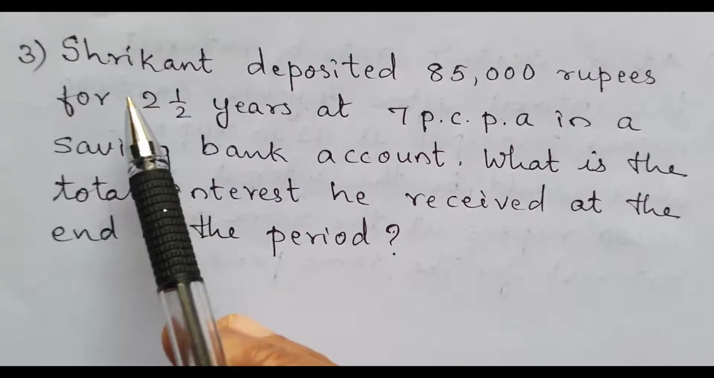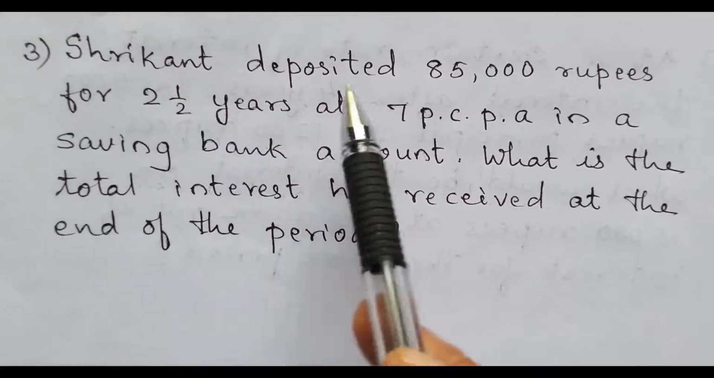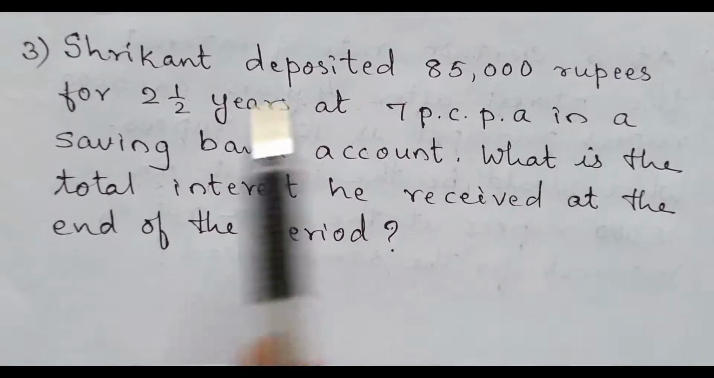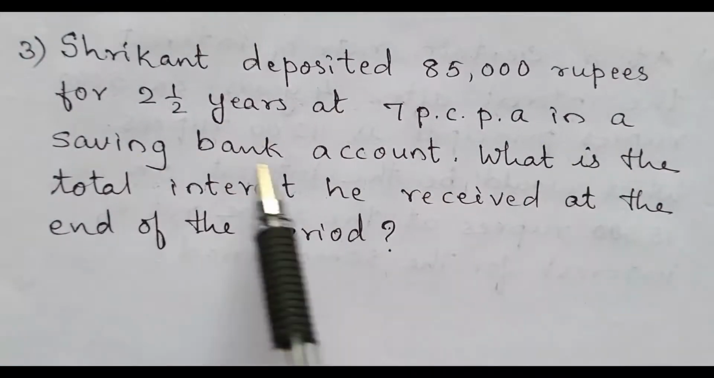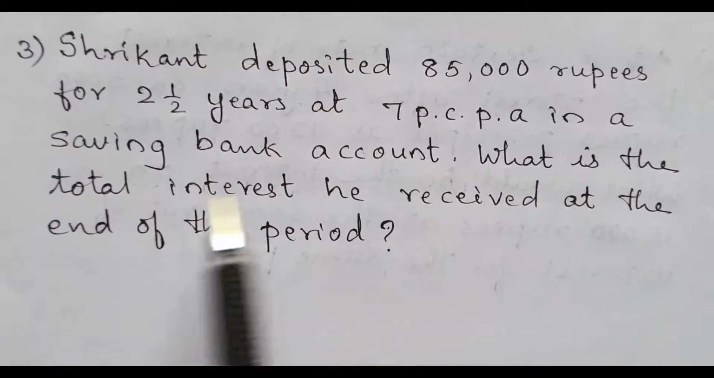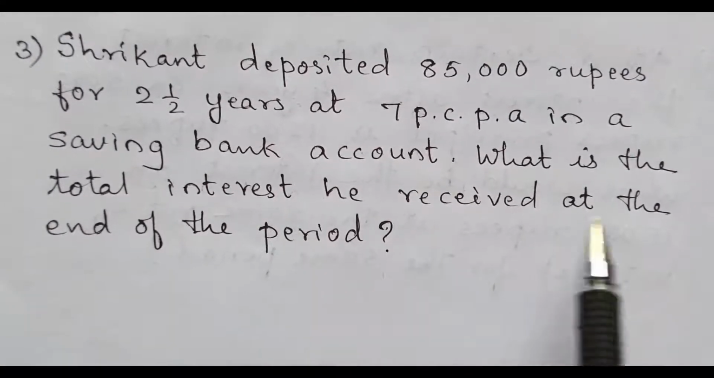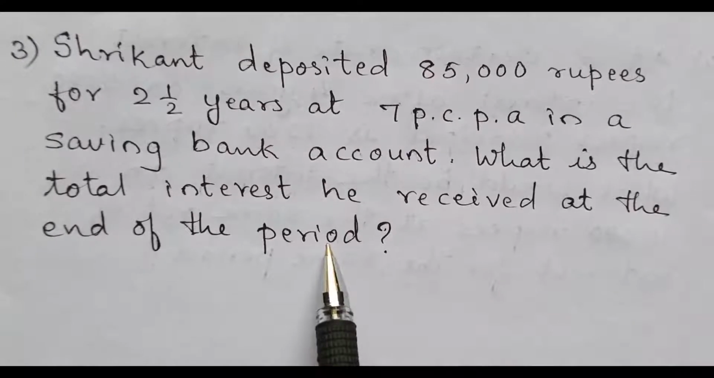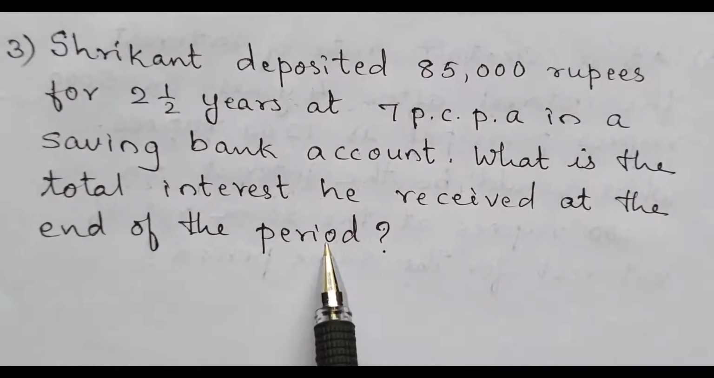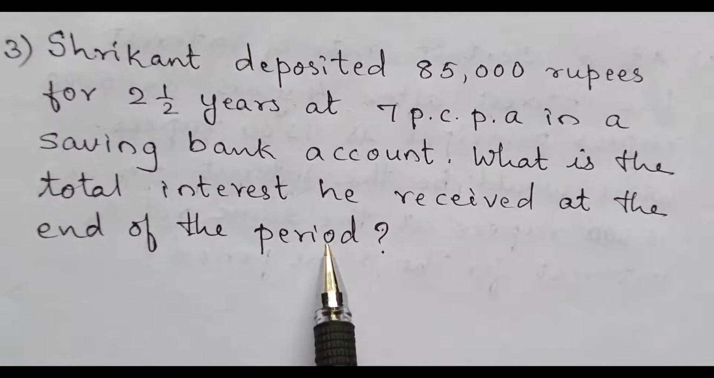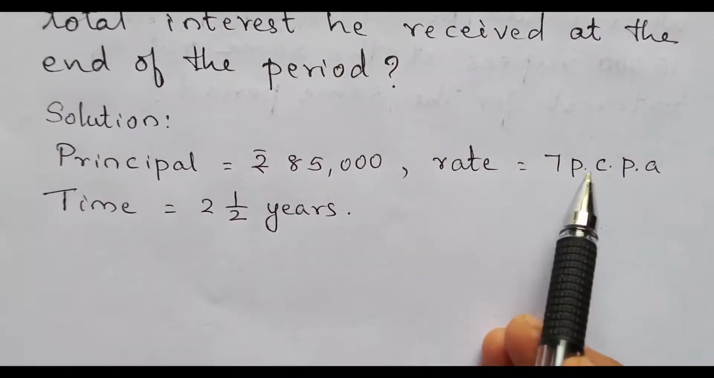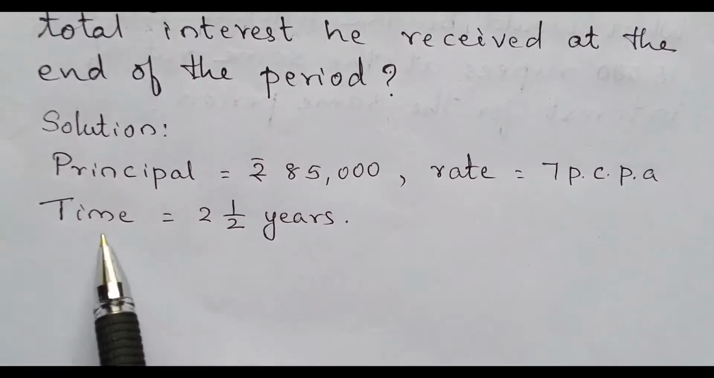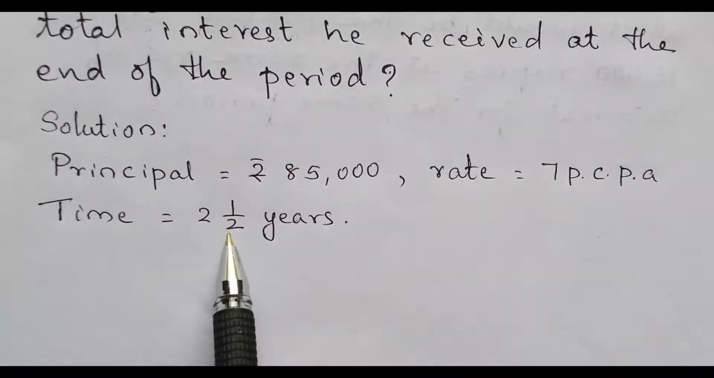Now let's see the third question. Shrikant deposited 85,000 rupees for 2.5 years at 7% per annum in a saving bank account. What is the total interest he received at the end of the period? First let us write what is given. The principal is 85,000 rupees. The rate of interest is 7% per annum and the time is 2.5 years.